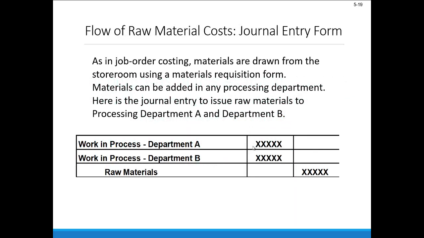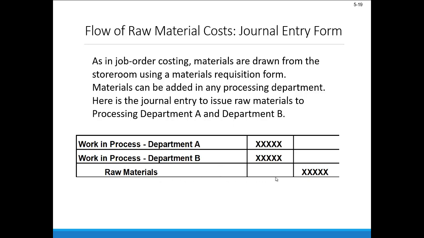So as in job order costing, if we're going to use materials for production, they're typically going to be requisitioned from the raw materials storeroom or pile or however we want to think about that. And materials can be added to any processing department. So we might see a journal entry like the one that follows if we're requisitioning raw materials for work in both departments A and B.